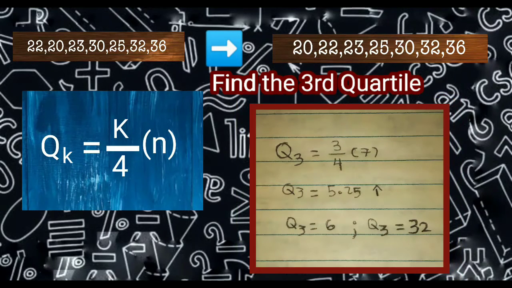So Q sub 3 is equal to 3 over 4 multiplied by 7. We were looking for the third quartile, so the numerator is 3 and divided by 4 and multiplied by 7 because 7 is the total number of our sample, and the answer is 5.25, and we need to round up to get the quartile. So 5.25 is equal to 6. So the sixth term is the third quartile. Therefore, our third quartile is 32.